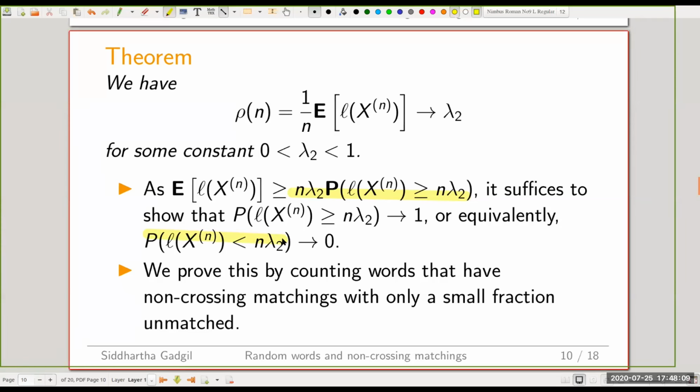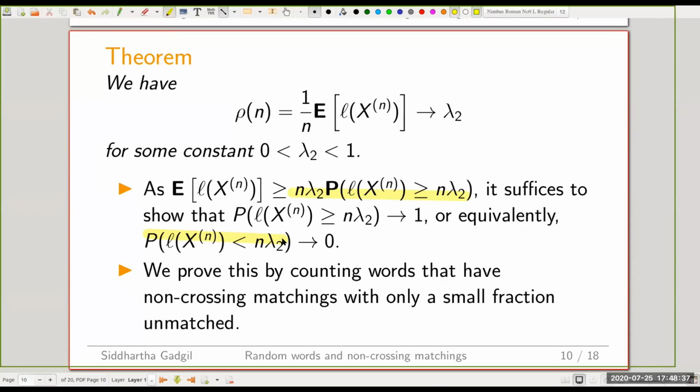The final statement says that if I take a word of length n and think of lambda 2 as 1 in 100, what you have to show is just that the probability that at most a 100th of the letters are unmatched, very few unmatched, just 1% of the letters unmatched, goes to 0. If for any lambda 2 you can find this, you know the expectation is greater than or equal to lambda 2. Okay, so this is the first reduction.